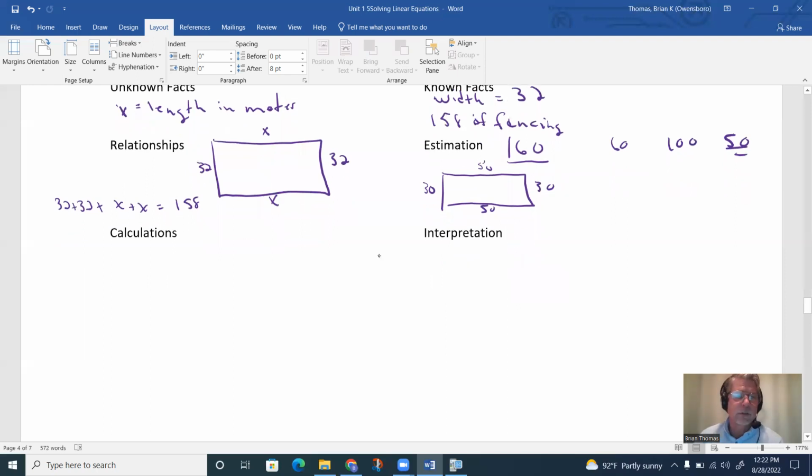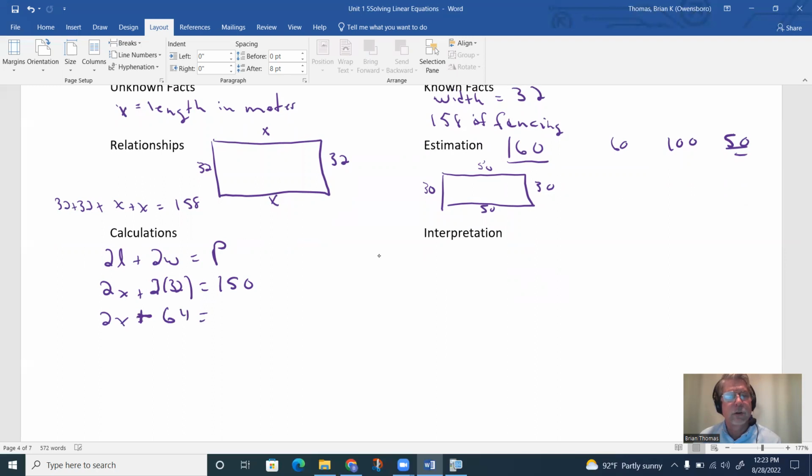As we do calculations, what I can pick up on is there is a formula here that says 2 times the length plus 2 times the width is equal to the perimeter. Notice how we have two 32s, two widths, and two lengths, 2L, and this perimeter is 158. We used X to represent the length, so that's going to be 2X. The width was 32, so I can say two 32s, and the perimeter is going to be 158. So this becomes 2X plus 64 is equal to this 158.